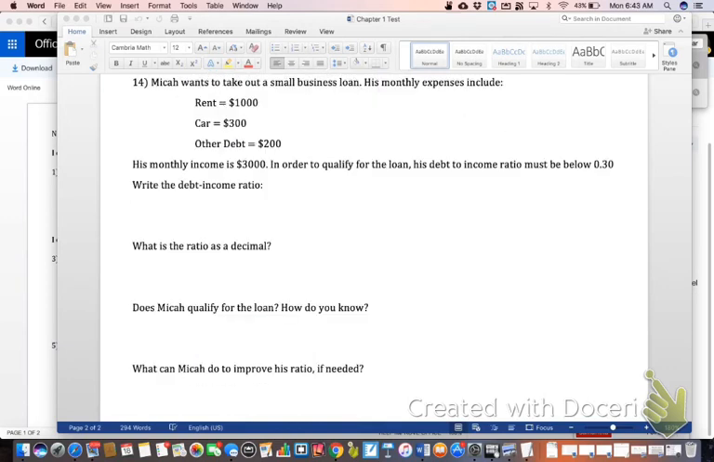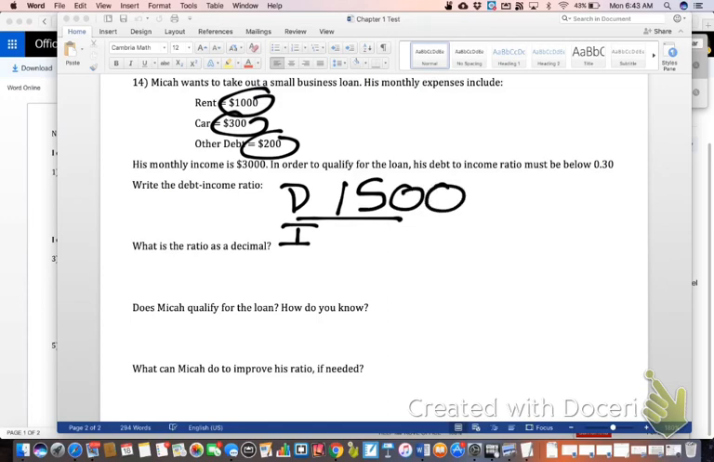Last but not least, it's asking for Micah's debt to income ratio. Remember, that's going to be a fraction, and because the word debt comes first, debt is going to be on the top, income is going to be on the bottom of the ratio. So his debt are all of these expenses right here. So that is $1,500 if I add them together. And his income is $3,000, which is given to us in the problem. So the first part is $1,500 over $3,000. As a decimal, if I do 1,500 divided by 3,000, I'll get 0.5. Or I might have just noticed that 1,500 is half of 3,000, which also leads me to know that it's a 0.5.